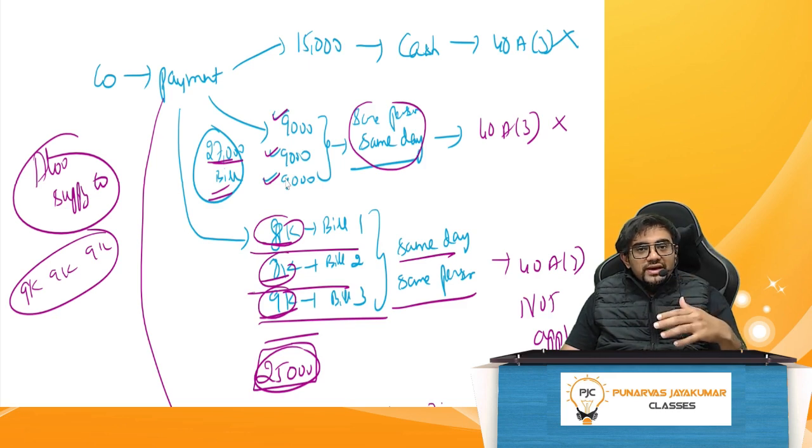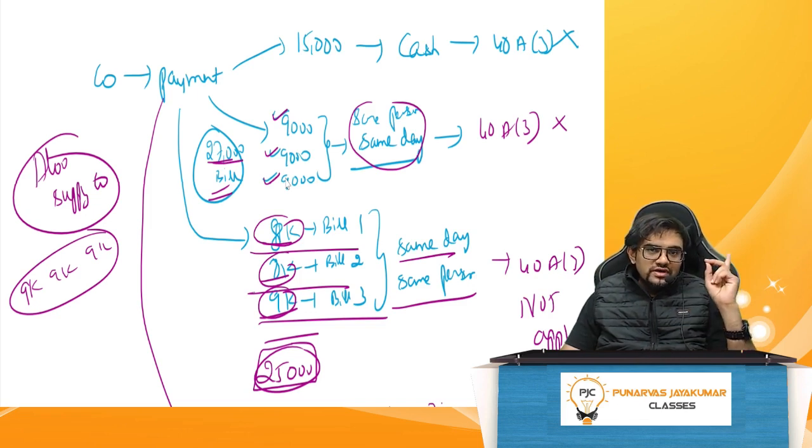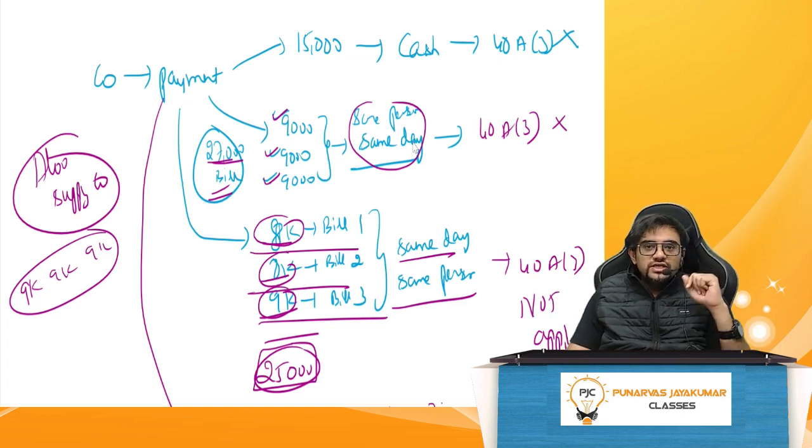Correct? Don't come back and tell me, sir, in some other book it is written there. No, what is written in the book is correct only. What I'm trying to explain to you is different. There they would have given one expenditure of 27,000, paid 9,000, 9,000, 9,000 to the same person on the same day. Will 40A3 come or not? Yes. In my example, the question says different expenditure.